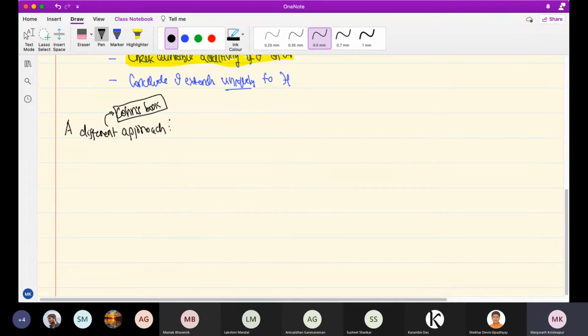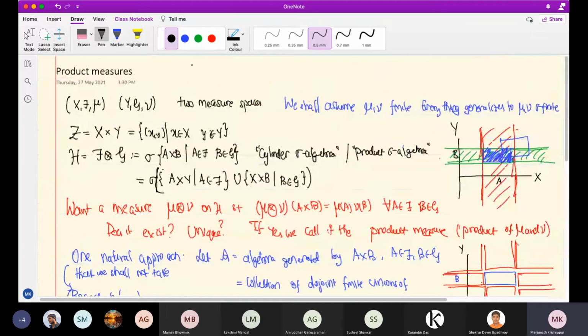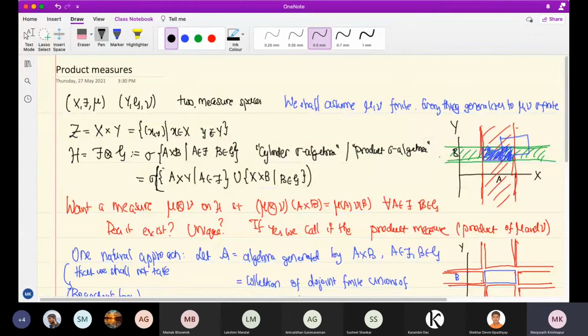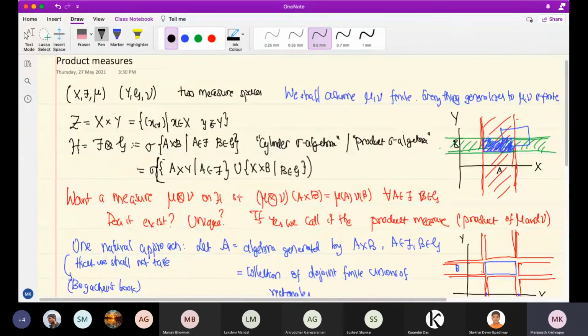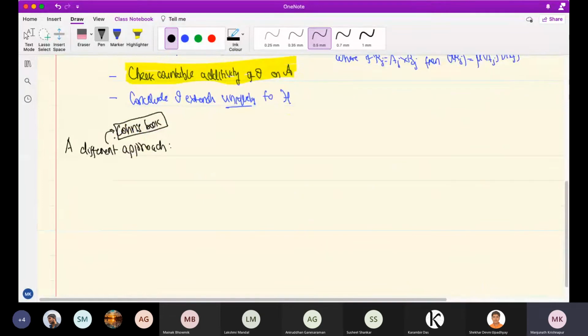Okay, so what is the approach? Let's recall again. The problem is we have two measure spaces, which we assume finite. And then we have the Cartesian product Z and the product sigma algebra, which we'll read as F product G or F tensor G. And we want a measure on this H. So how do we do that? We need to do a few preliminary things.